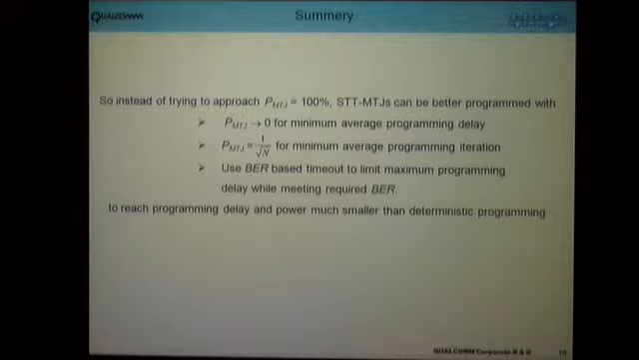And in the case where we want to do multi-level cell programming, we can use a switching probability of 1 over the square root of n to minimize the programming iterations. And we should always use a bit error rate based timeout to limit the maximum programming delay to be no larger than the corresponding deterministic programming while having the same bit error rate.